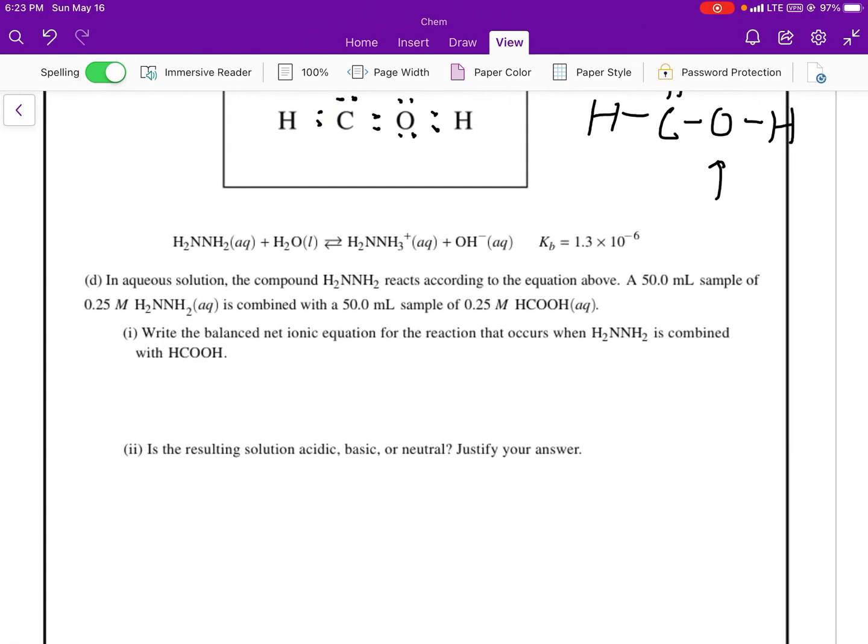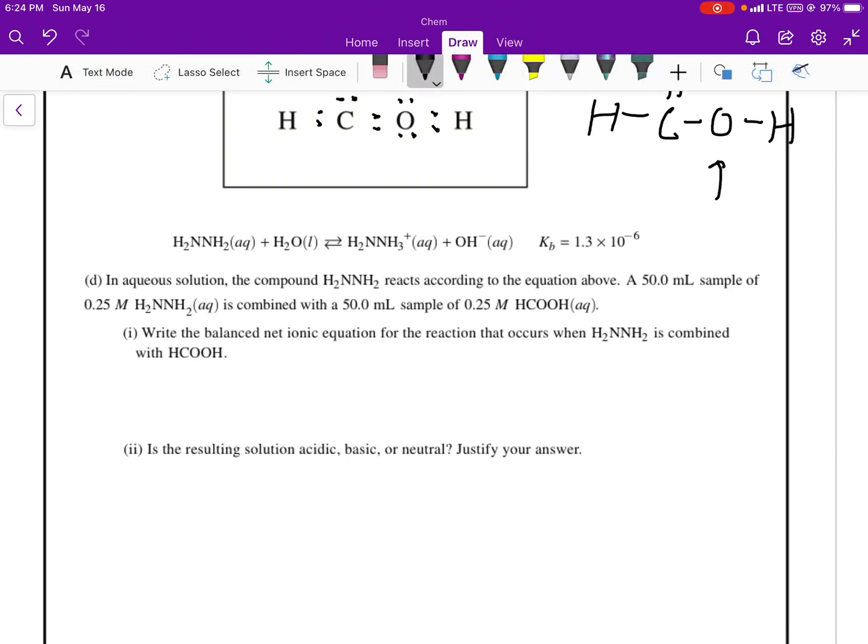Now for part 3, in aqueous solution, the compound H2NNH2 reacts according to the equation above. A 50 milliliter sample of 0.25 molar H2NNH2 is combined with a 50 milliliter sample of 0.25 molar HCOOH. We want the balanced net ionic equation for the reaction that occurs when the two chemicals are combined. So when we look at this, they are all molecular compounds. So there are no spectator ions. So you don't cross anything out when you're writing the equation here.